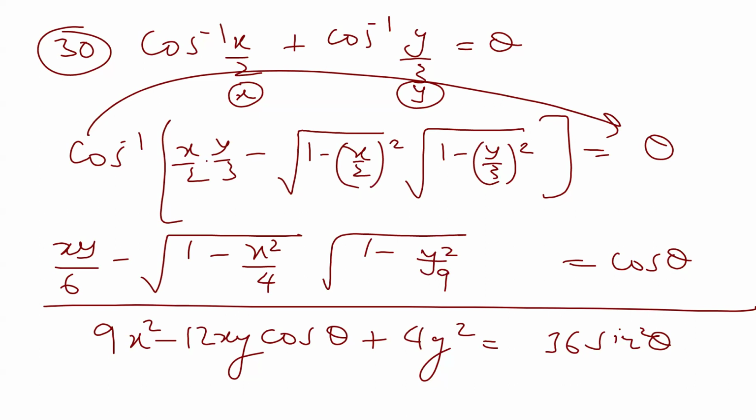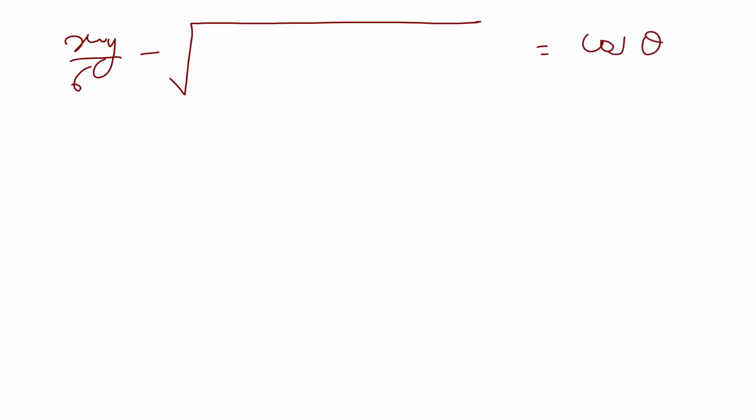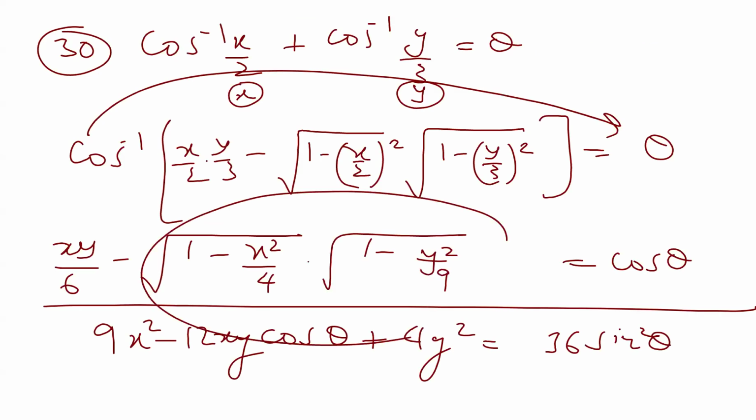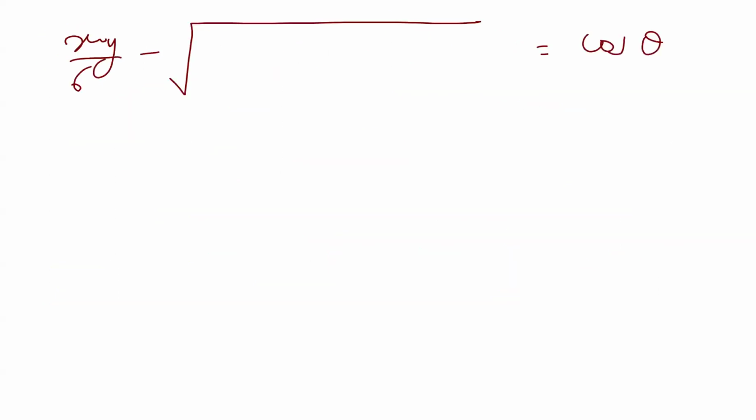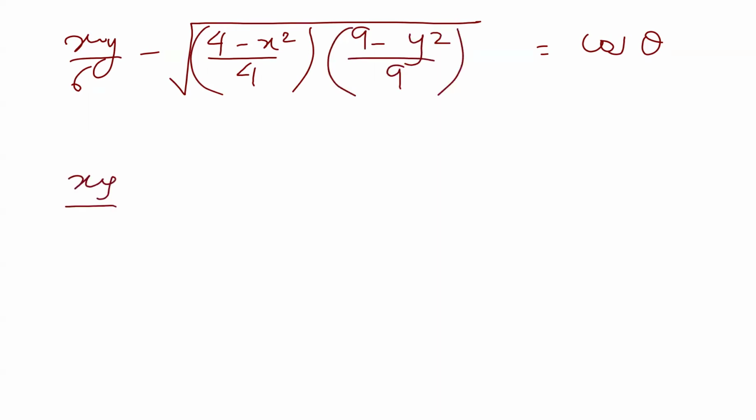So xy by 6 minus, combine the root. We can combine the root because between the roots there is multiplication. So whenever there is multiplication between the roots, we can combine the roots and take LCM also. So 4 minus x square upon 4, 9 minus y square upon 9. So xy by 6 minus cos theta.